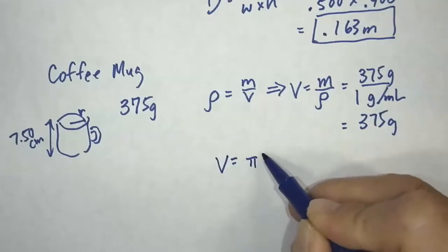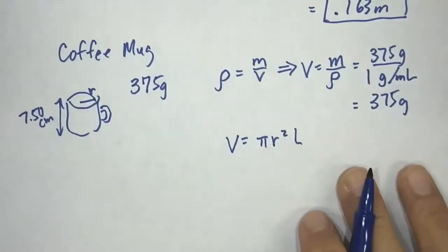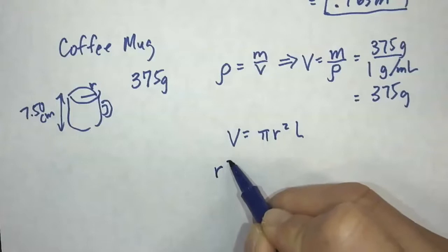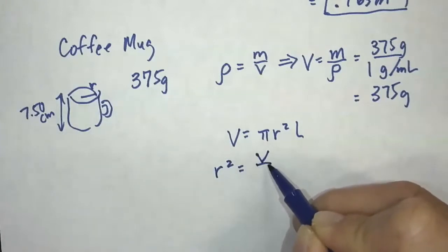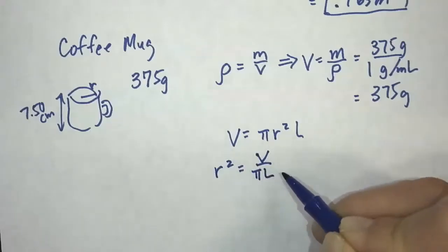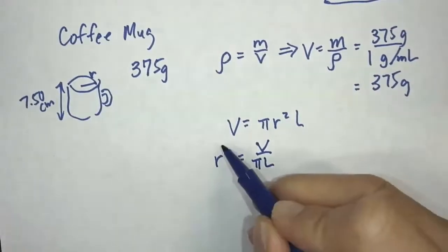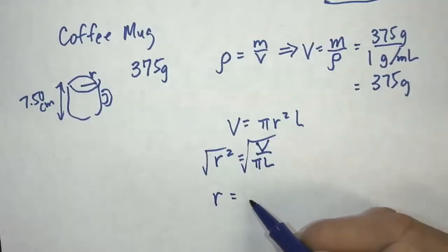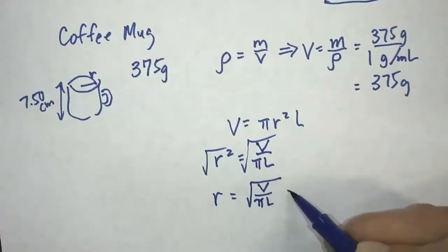Okay, so now that we know what the volume is, and we know that the volume for a cylinder is the area times the length, and we're looking for R, so I'm going to solve for R, and R squared is going to be equal to V, the volume, divided by pi times the length. Okay. So I have a square here, so we have to do a little square root. Let's take the square root on both sides. So we get R is equal to the square root of the volume divided by pi times L.